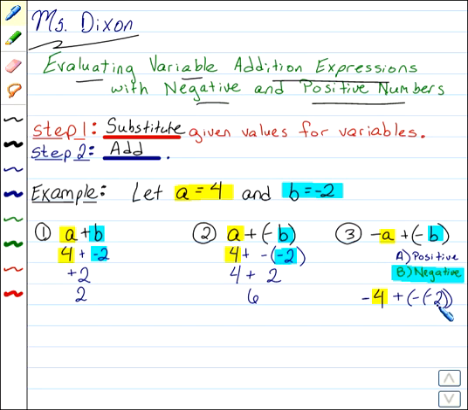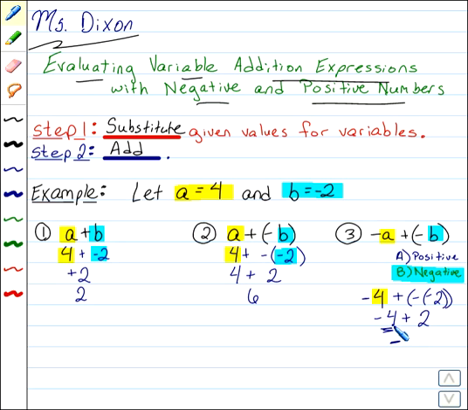A negative negative 2 is the same thing as plus 2. So I say negative 4 plus 2. Remember, when I add numbers with different signs, I use the sign on the number with the greatest absolute value, and that's the 4. The 4 has a negative, so the final answer will be negative.